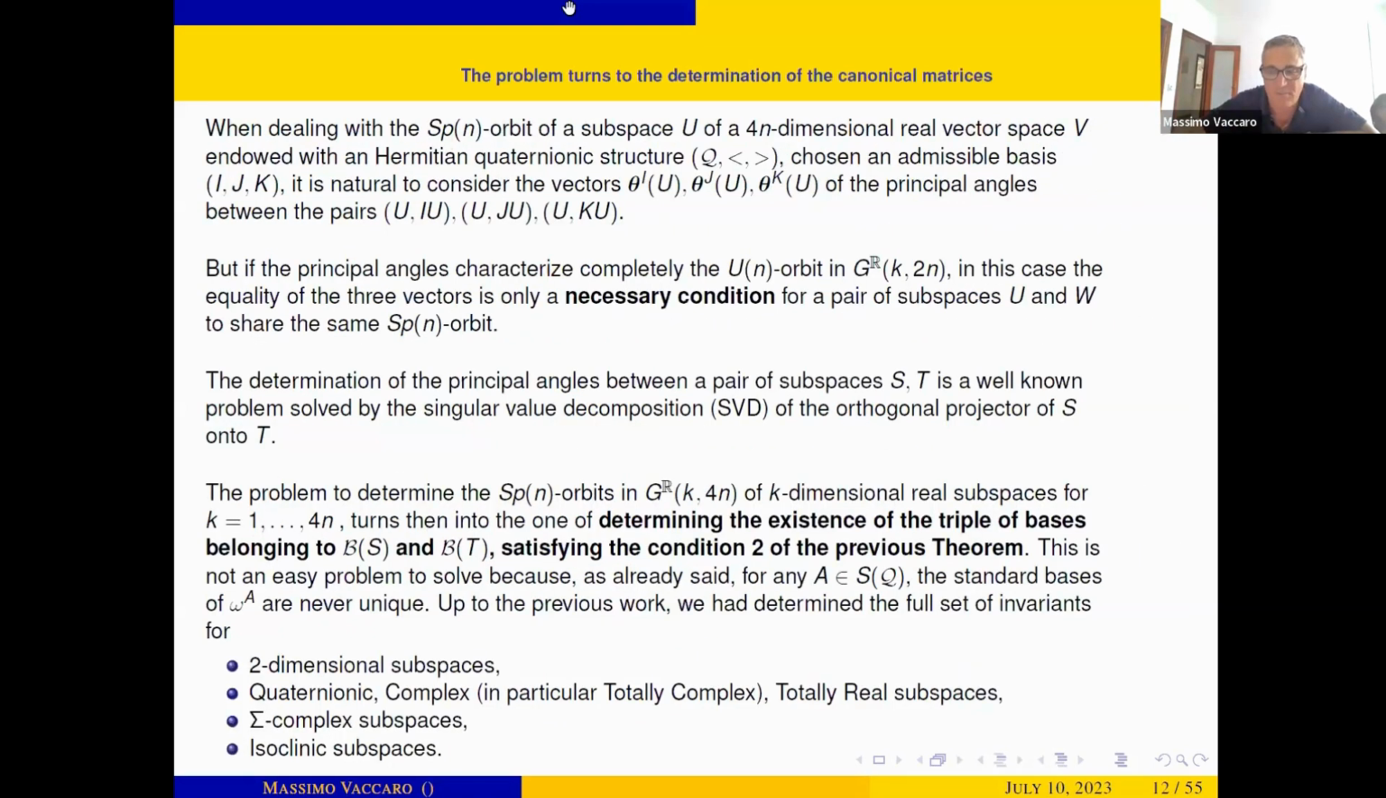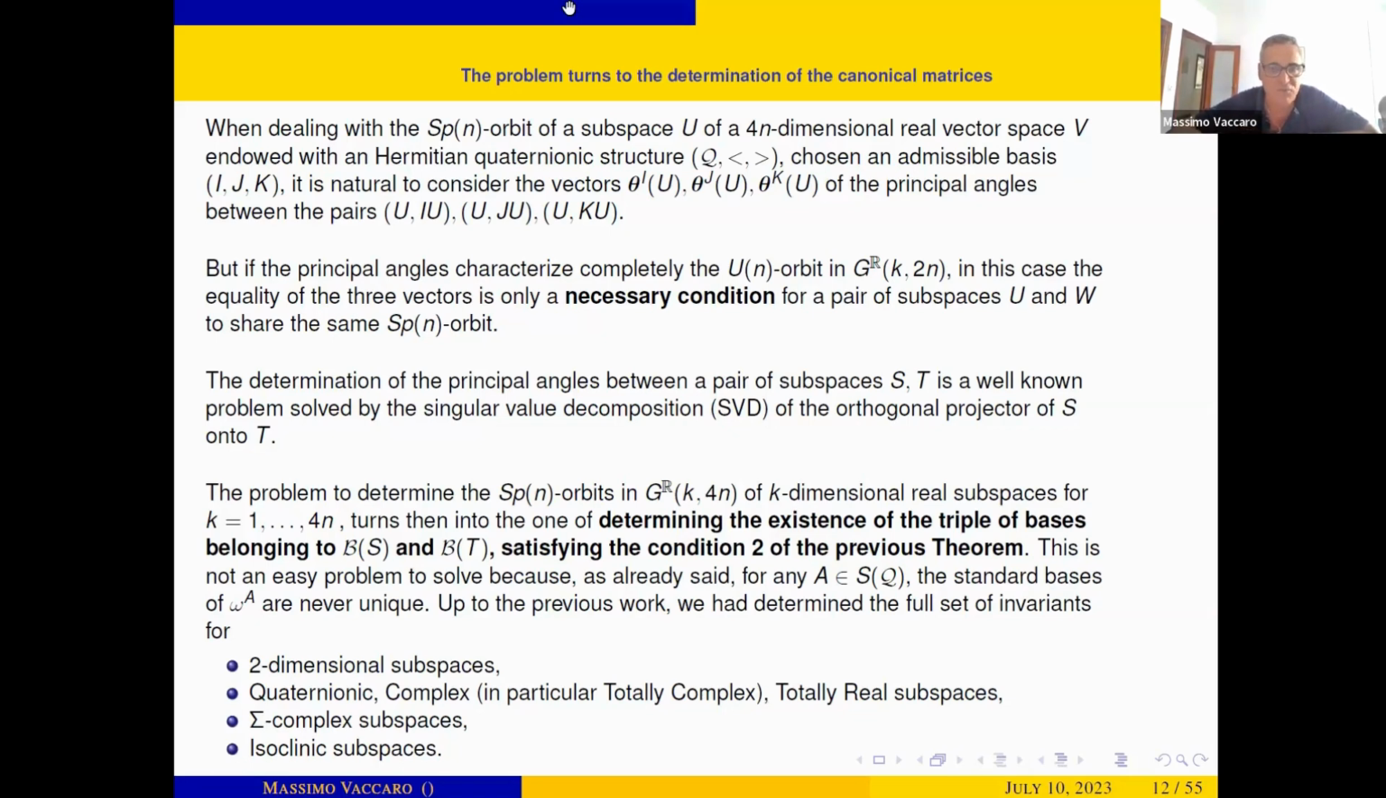Here we have this problem of the basis. The determination of the principal angles between a pair of subspaces is a well-known problem, solved by the singular value decomposition of the orthogonal projector of S onto T. So principal angles would not be a problem. But unfortunately, we have another part of the story. The problem of determining the Sp(n) orbits in the Grassmannian of k-dimensional real subspaces turns into determining the existence of a triple of bases, belonging to the standard bases of S and of T, satisfying the second condition.